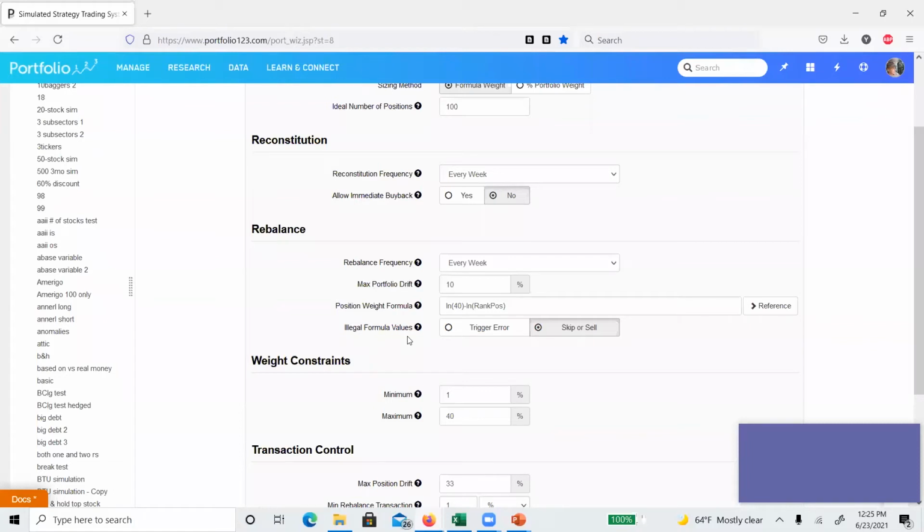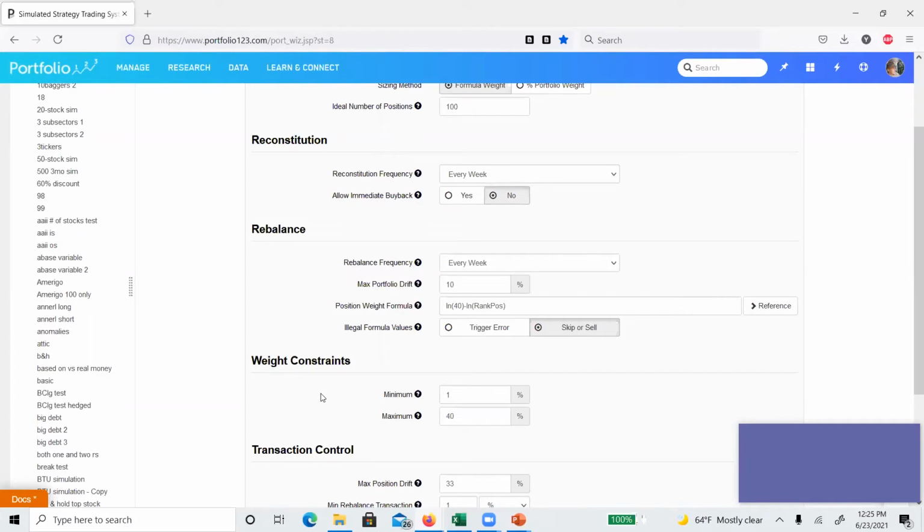Now, if you'll never get a negative number in your formula values, then you could put trigger error just to see what else might happen. But if your formula value might have an NA or something in it, it just stops your simulation. The weight constraints, minimum weight 1%. That means I'm not going to be buying stocks that are less than 1% of my portfolio.